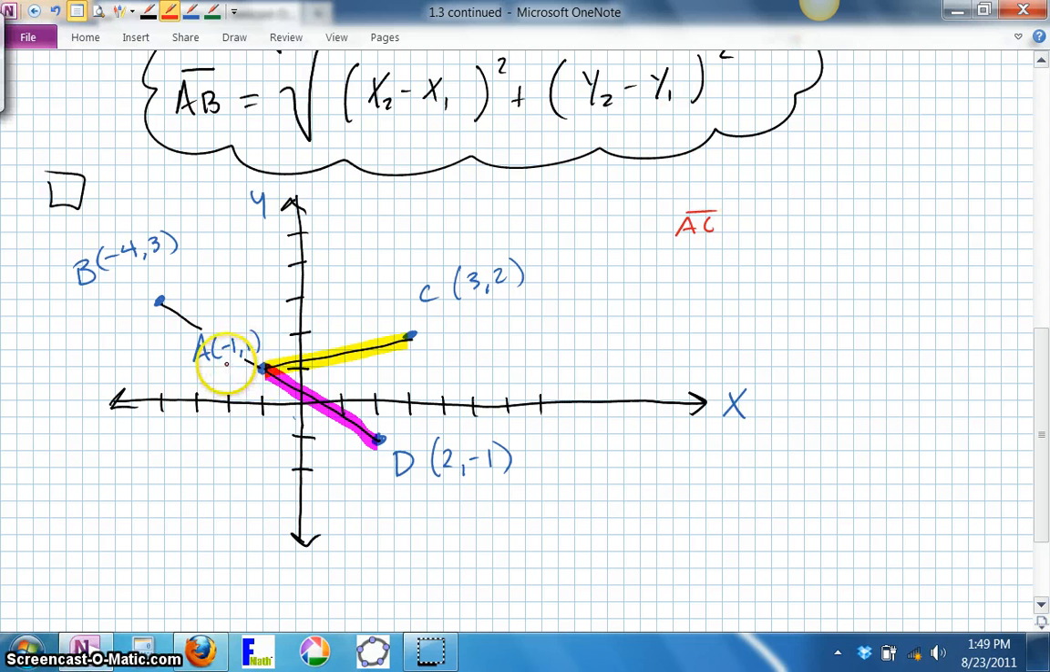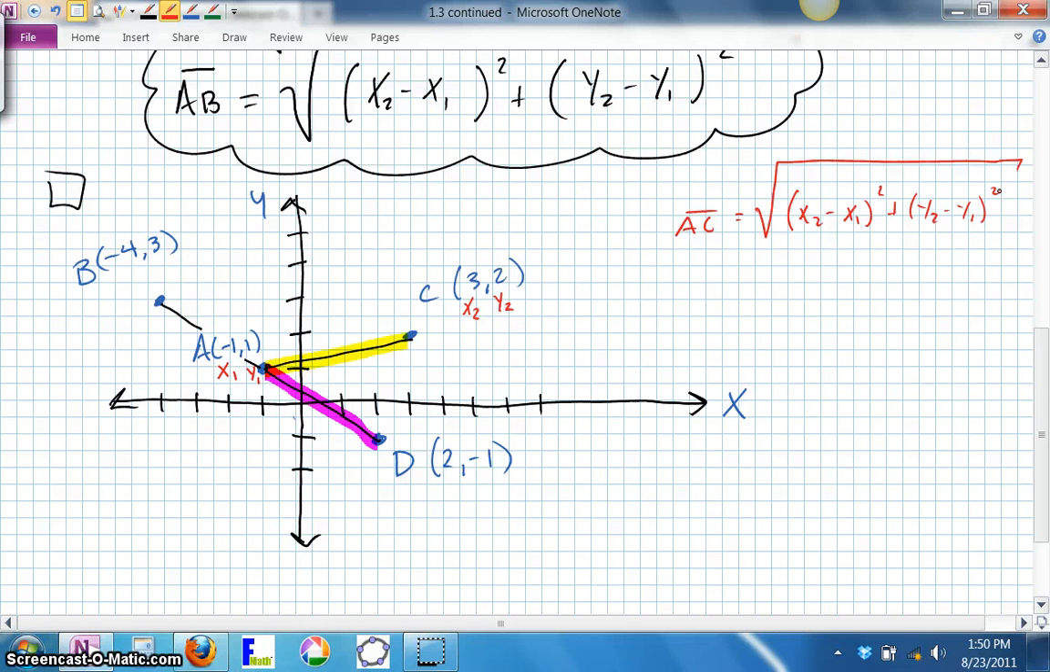So I'm going to start at A. I'm going to call this x sub 1 and y sub 1. So x sub 1 is -1 and y sub 1 is +1. Over here, x sub 2 is 3 and y sub 2 is 2. Is everyone okay with how I've labeled the points? Okay, great. Now I have to use the distance formula, right? Which says this. Take the square root of x sub 2 minus x sub 1 all squared plus y sub 2 minus y sub 1 all squared.